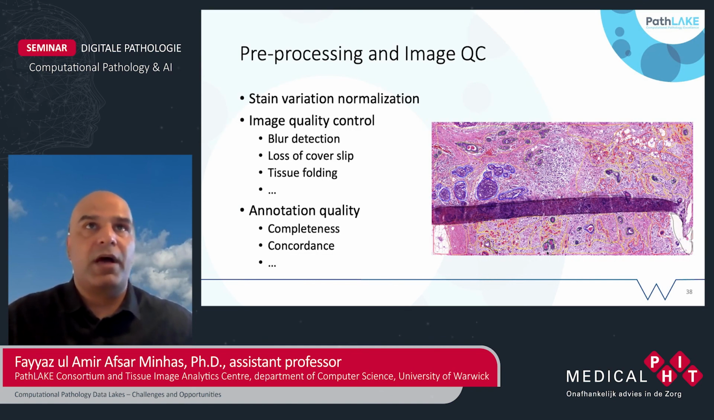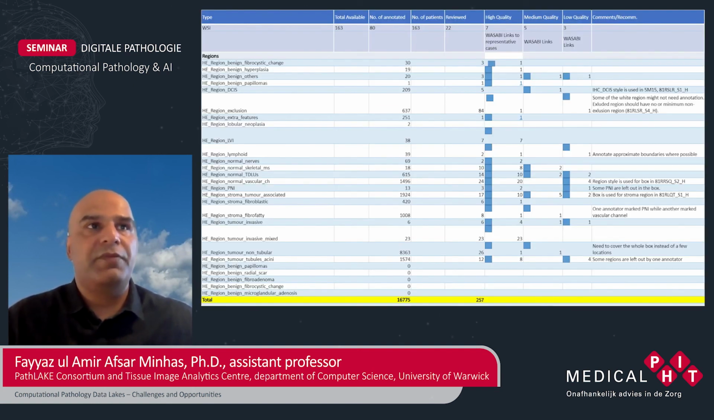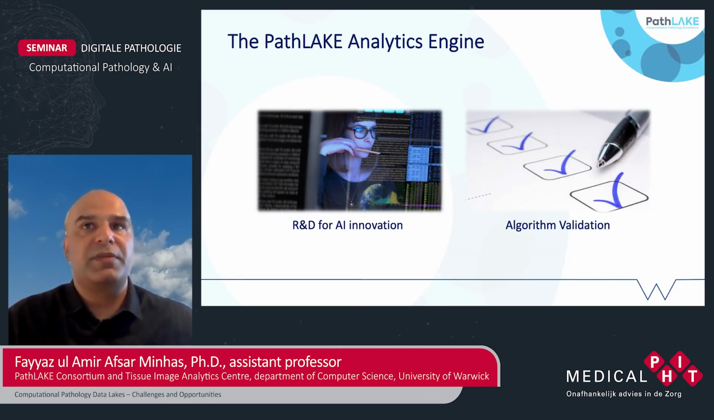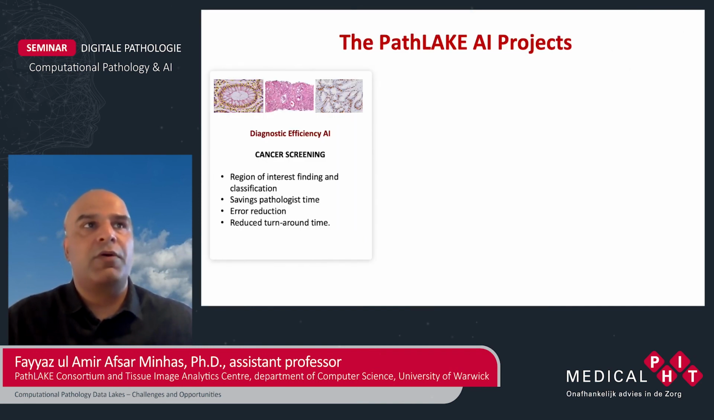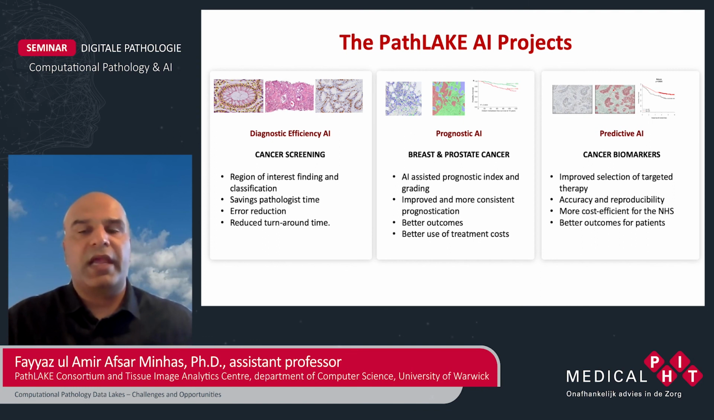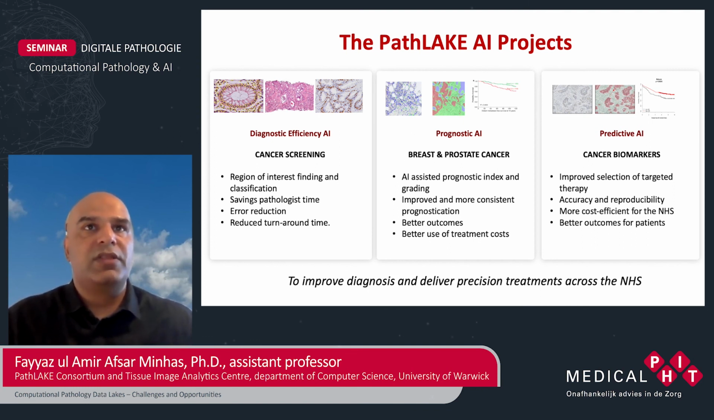We have set up image quality control and annotation quality control pipelines that can detect, for example, tissue folding and whether there are any parts of the image that are blurry, which is of course a requirement before we apply different types of machine learning algorithms. We are working towards developing an analytics engine that would allow diagnostic, prognostic, and predictive artificial intelligence on these images.